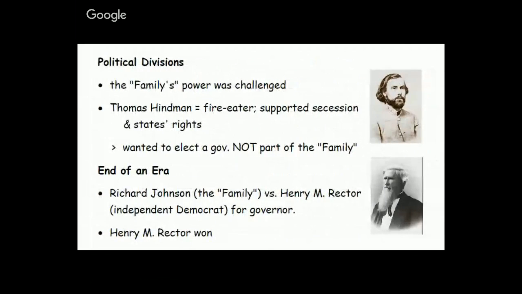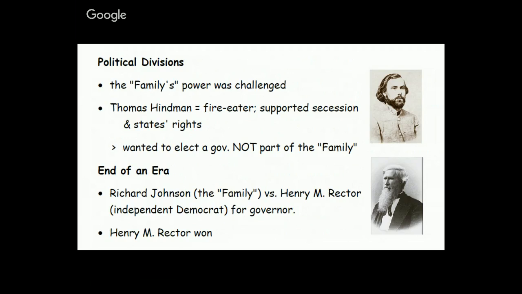So divisions in Arkansas also found their way into state politics, which usually happens. You may remember reading about a dominant political group of the Democrats in Chapter 5, the previous chapter, called the Family or the Dynasty. This powerful group of cousins belonged to the Conway, Johnson, Sevier families.